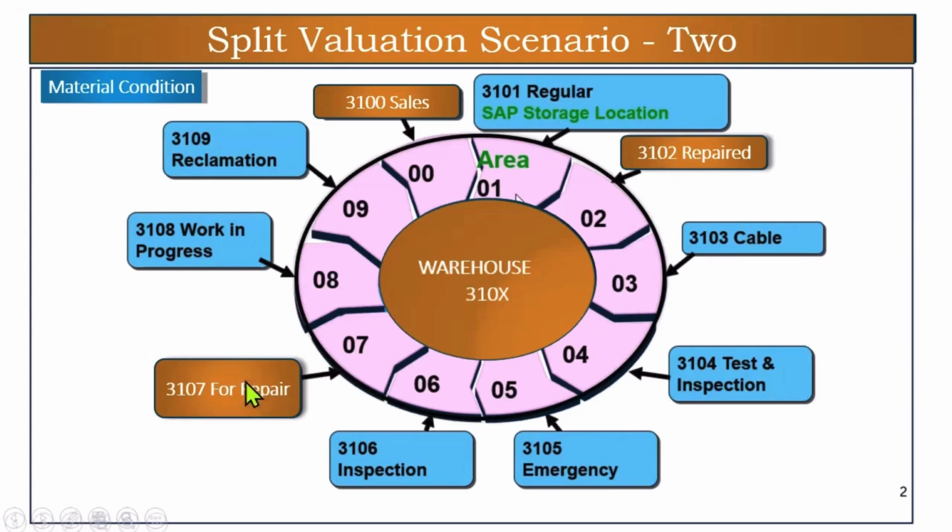Material for repair. For repair means any material inspected and said to be repairable by this unit. This unit is specialized, with all the equipment to test the material and decide the condition of the material. This unit will do the job. So this unit will inspect the material and say this can be repaired. That material will be allocated separately in the warehouse. So that will be our third price. The material which is for repair will be our third price.